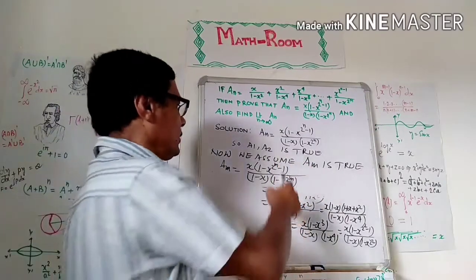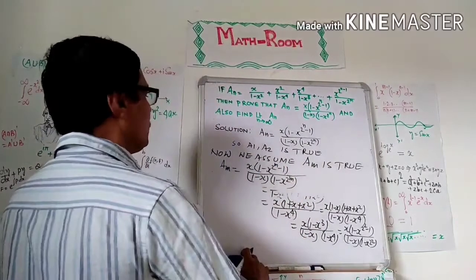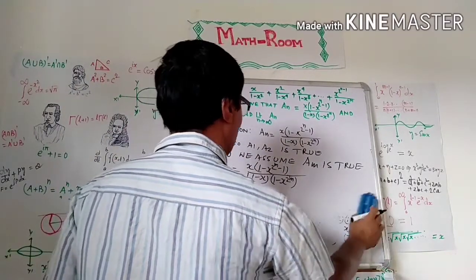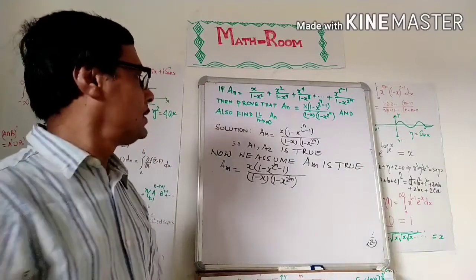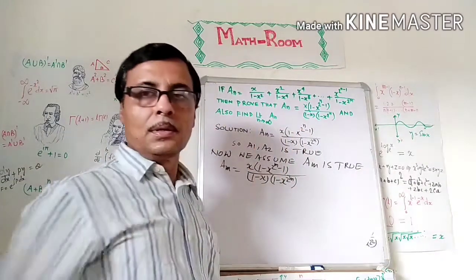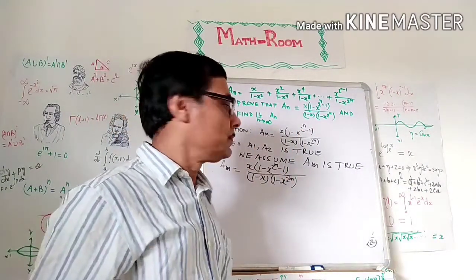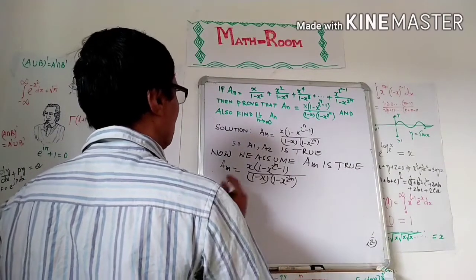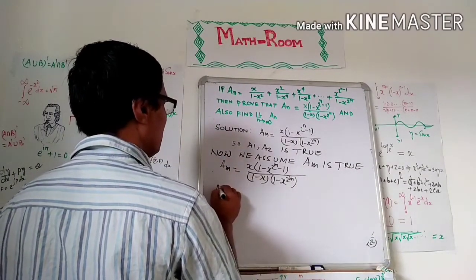This is true. We have assumed it for n equal to m. We have to prove that m plus 1 is also true. That is, for n equal to 1, this expression is true. Now we have to prove it for n equal to m plus 1.